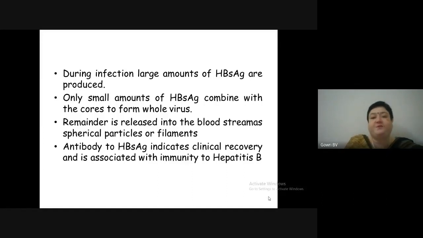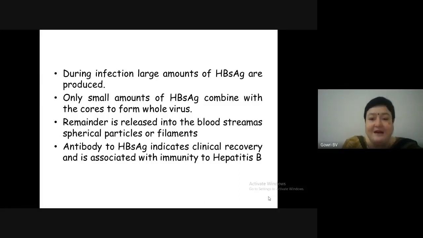In the previous picture, I told you two different types of antigens are there: hepatitis B surface antigen and hepatitis B core antigen. When hepatitis B surface antigen combines with hepatitis B core antigen, the particle becomes infectious. So a viral infectious particle is produced to cause hepatitis infection. In the case of the hepatitis B surface antigen, most of them do not combine with the core structure.